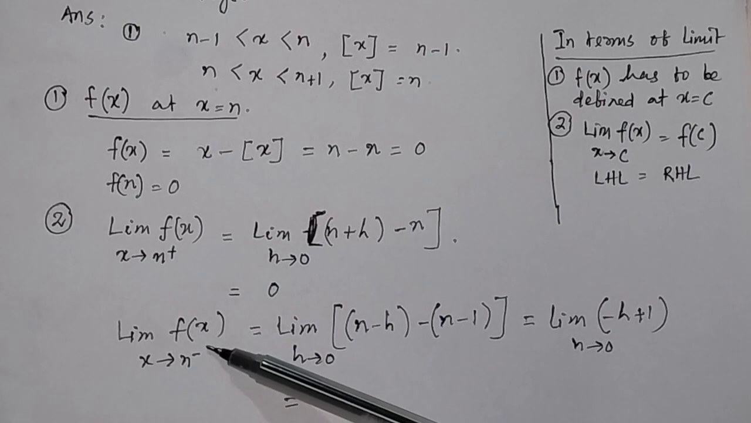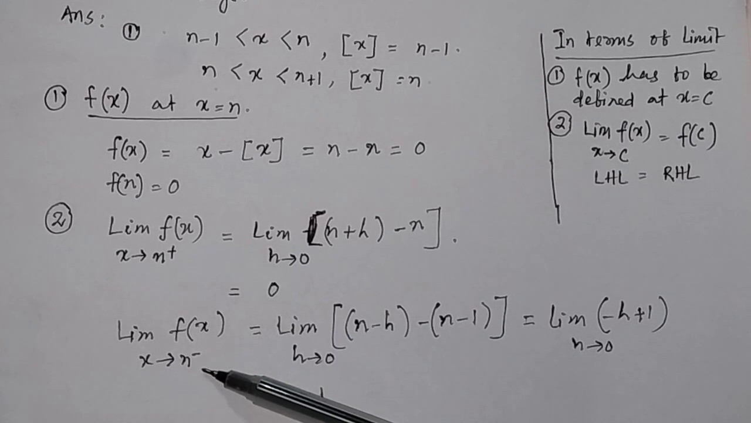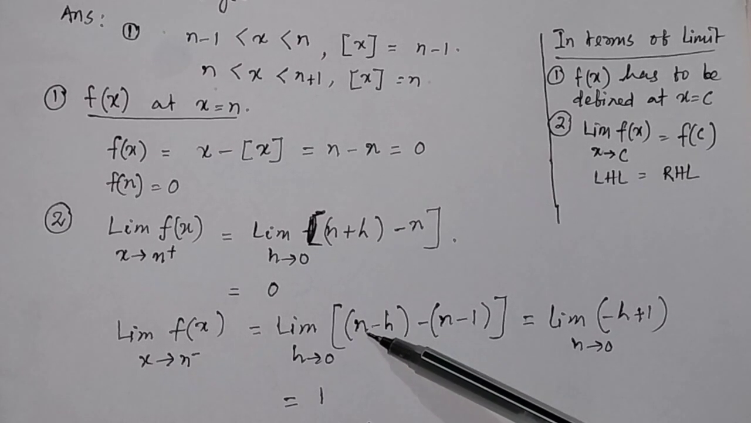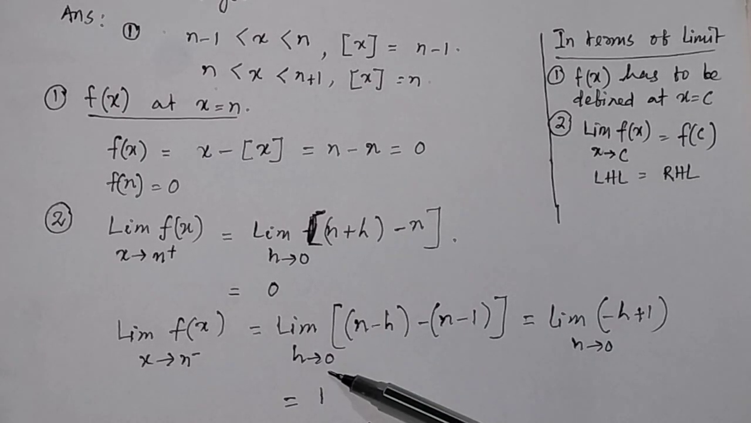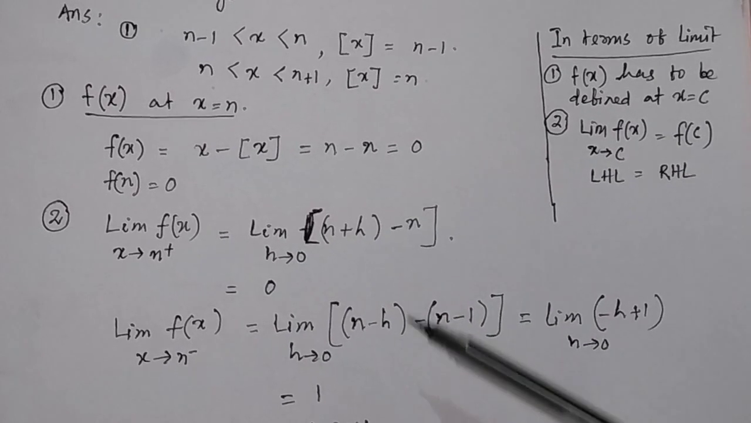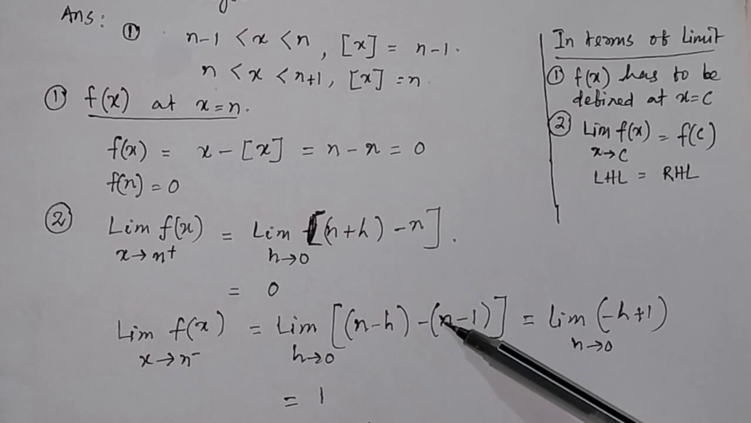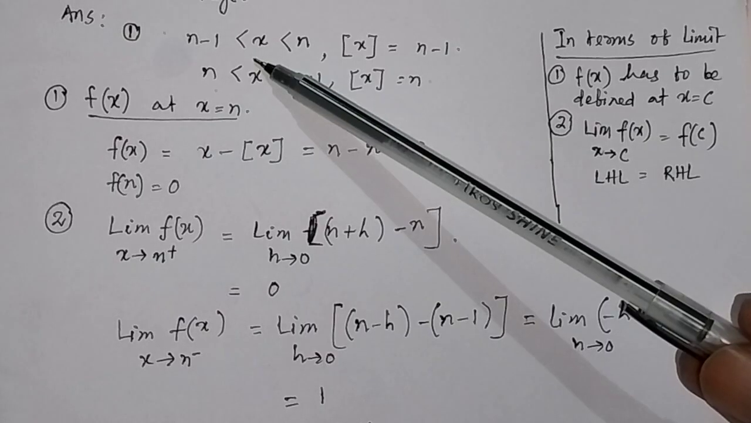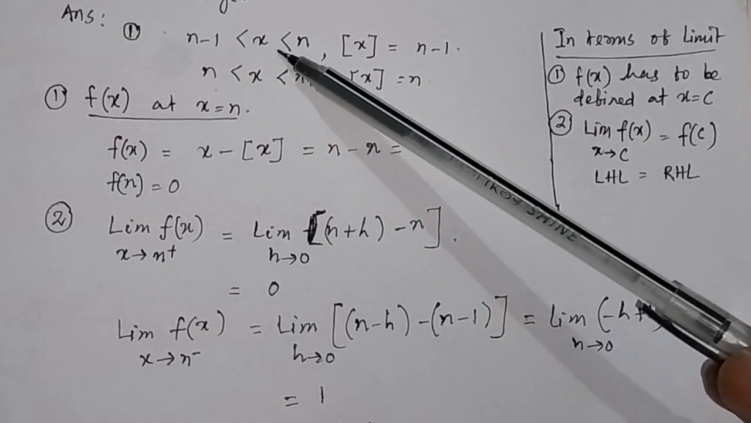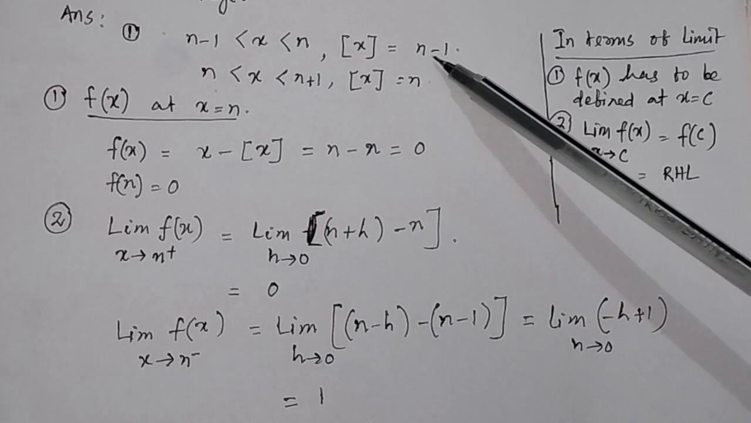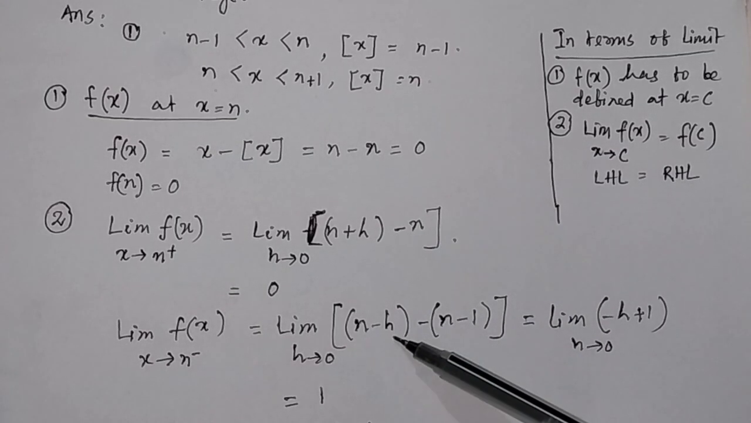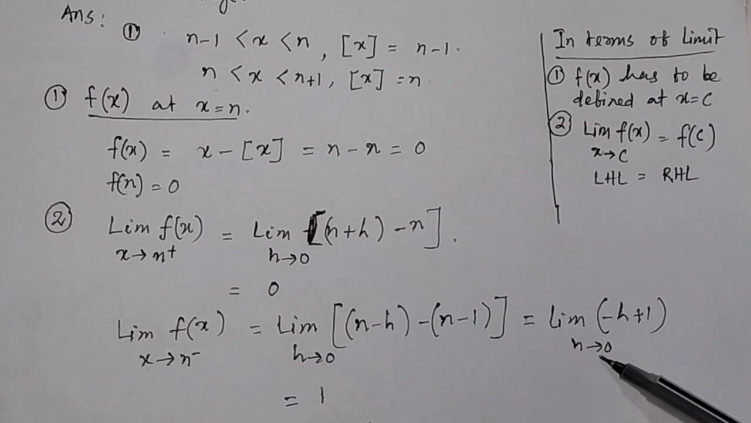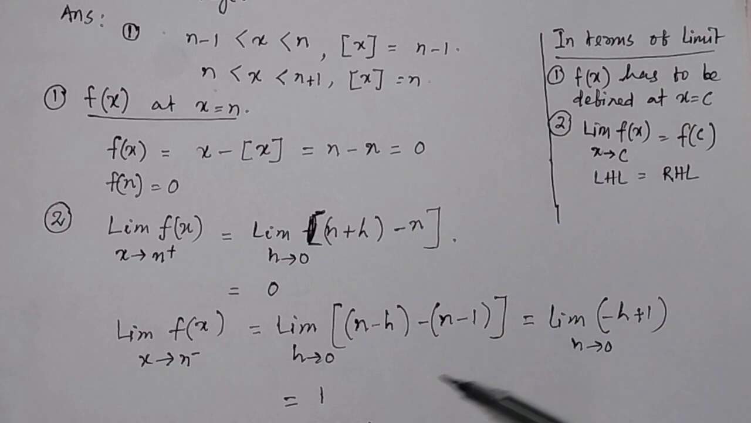Now let us check the limit of the function f(x) as x approaches n minus. So when x approaches n minus, you put x equal to n minus h, there will be a slight decrease in the value of n, where h approaches 0. Then what will be the value of the greatest integer function? The function is x minus [x]. For [x], you have to take n minus 1 to n, because the value of x is slightly less than n. And for this, the greatest integer function is n minus 1. So you substitute n minus 1 here. So n minus h minus (n minus 1). So n cancels. So the limit of minus h plus 1, and h approaches 0. If you put h equal to 0 here, then the limit will be equal to 1.